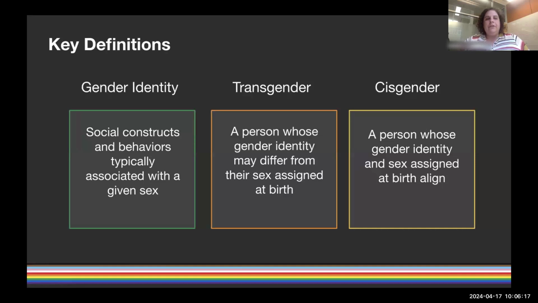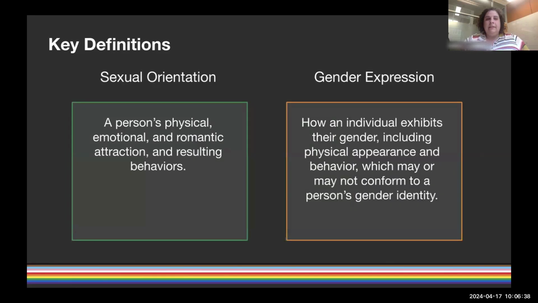Gender identity refers to social constructs and behaviors typically associated with a given sex, but not necessarily. Transgender individuals identify with a gender identity that may differ from their sex assigned at birth, and cisgender individuals generally identify with a gender identity and sex assigned at birth that align. A person's sexual orientation can refer to their physical, emotional, and romantic attraction, and perhaps their resulting behaviors. And their gender expression is how an individual exhibits their gender, including physical appearance and behavior. And this may or may not conform to a person's gender identity. We all express ourselves in different ways.